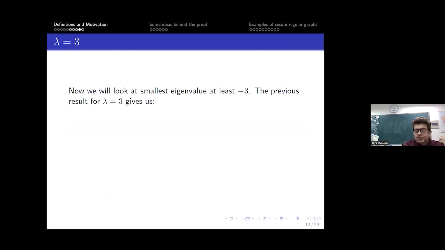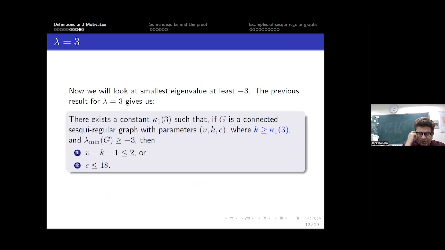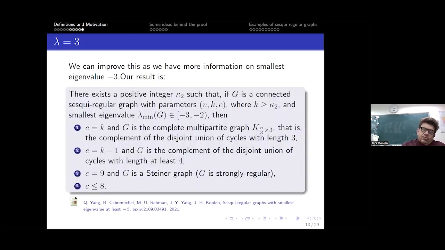Now we look at smallest eigenvalue minus 3. For minus 3, we can do a little bit better than for general smallest eigenvalue. The result before says that either k is close to v or c is at most 80. And we can improve this to the following theorem. We can show that either c is k or c is k minus 1, and we know exactly what the graphs are. Then instead of c at most 80, we can show that c is either 9, and we know exactly what the graph is. We know how to construct all the graphs.